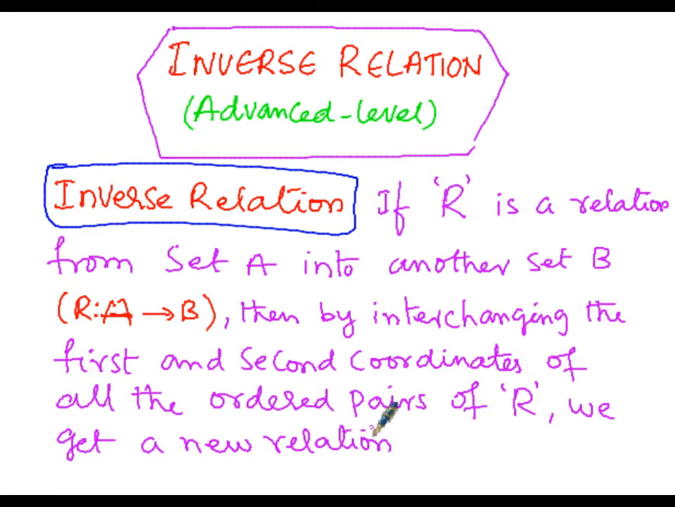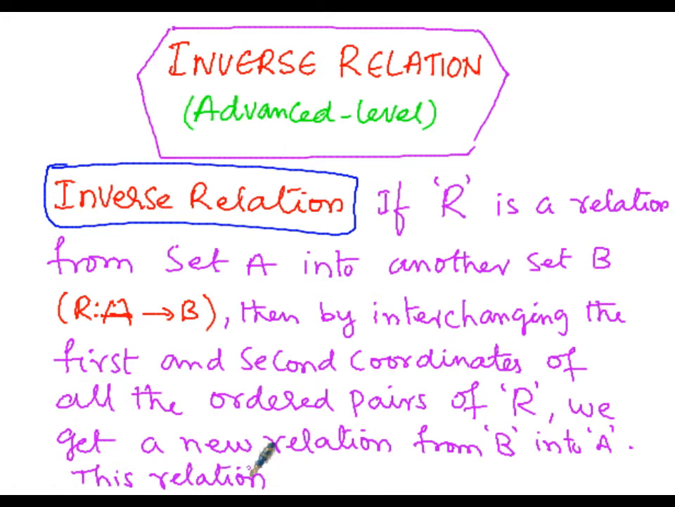Since we are changing the coordinates x as y and y as x, the new relation will be from B into A. This relation which is obtained by interchanging the coordinates is called the inverse relation, that is the inverse relation of R.